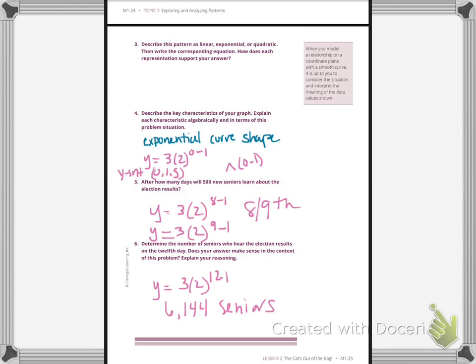Does it make sense in the context of this problem? At some point, the seniors should stop. You probably don't ever have 6,000 seniors. So no, it really doesn't make a whole lot of sense in context because at some point there are going to be no more new seniors. So you could say no because at some point it should stop. We shouldn't have that many seniors.